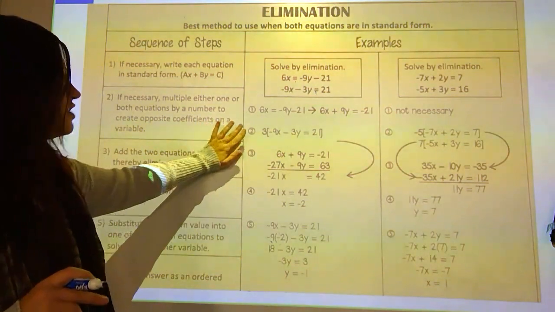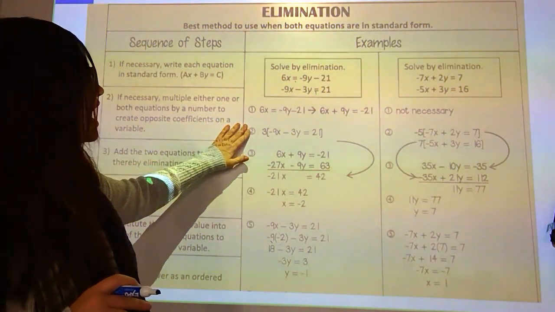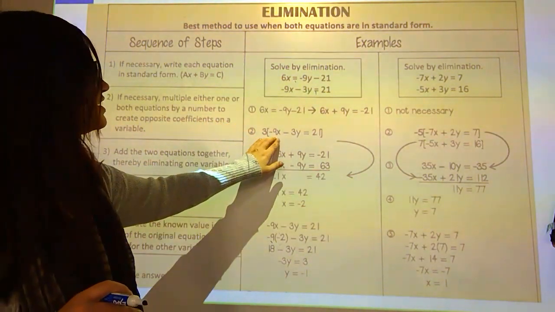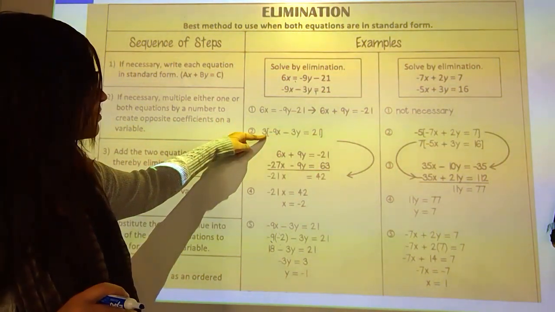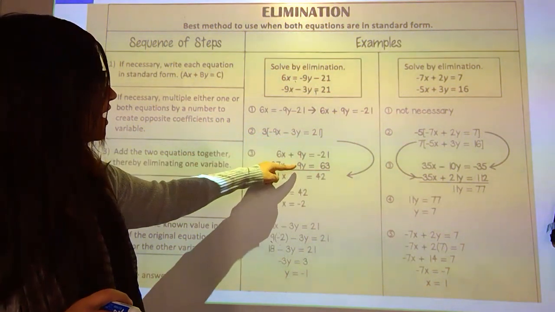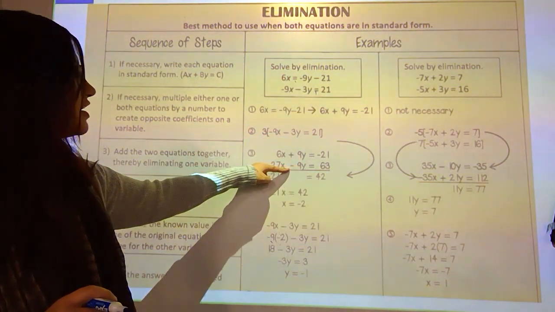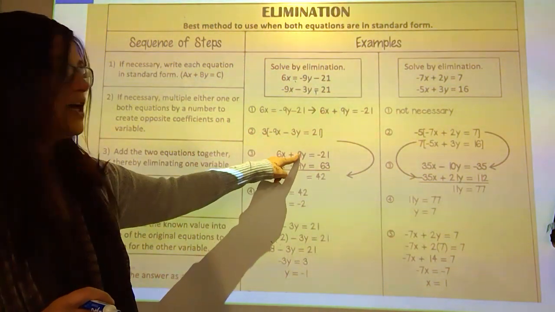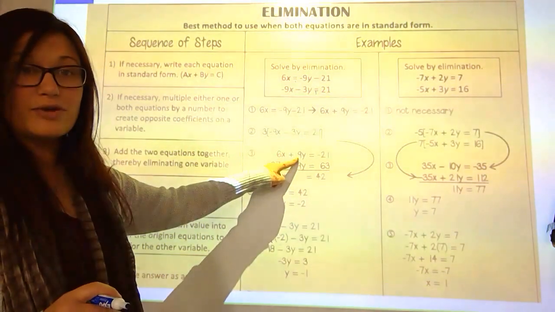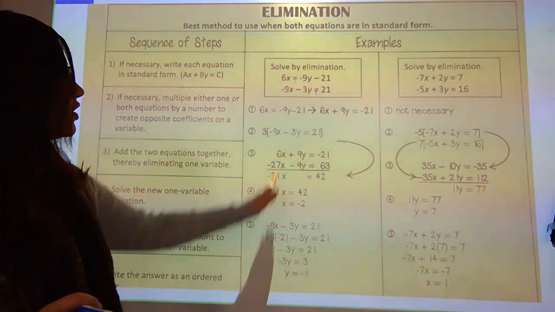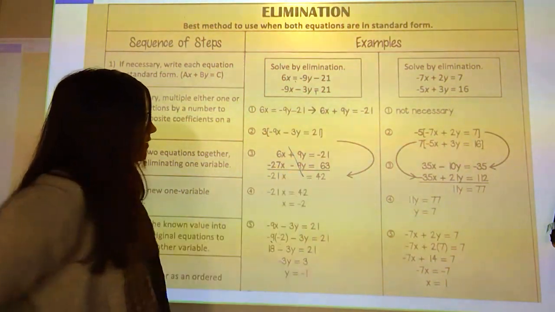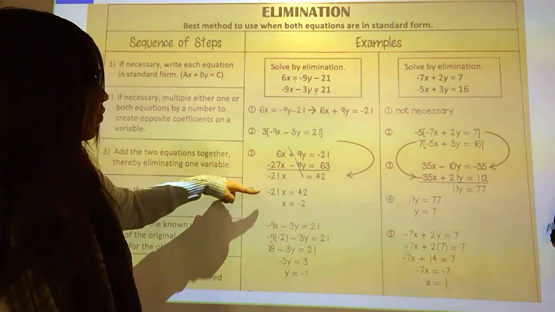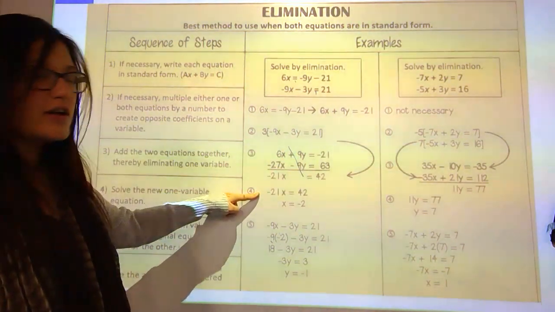So in the first example, I only had to multiply the second equation, okay? Because when I did that, I multiplied it by 3. My -3 became a -9, which then matched up with my +9, okay? So when you added those two equations together, the 9s went away, okay? And you were left with one equation with one variable, okay?